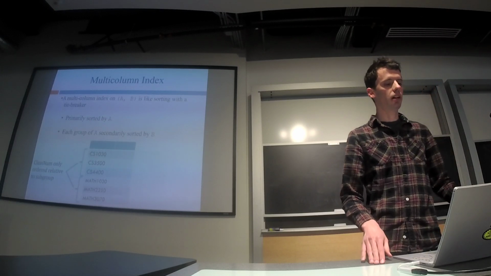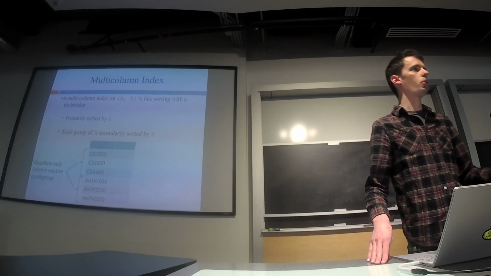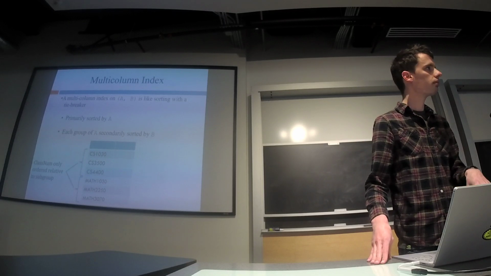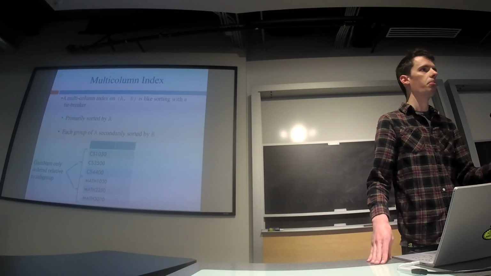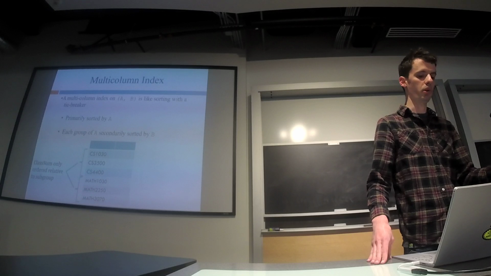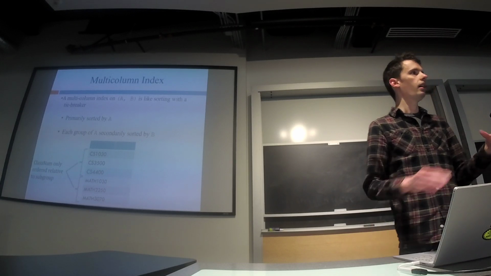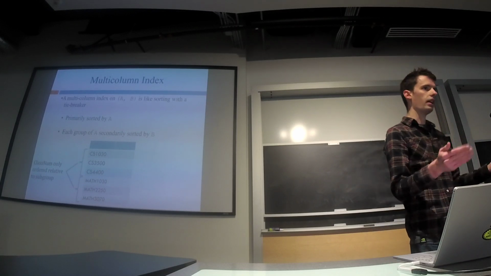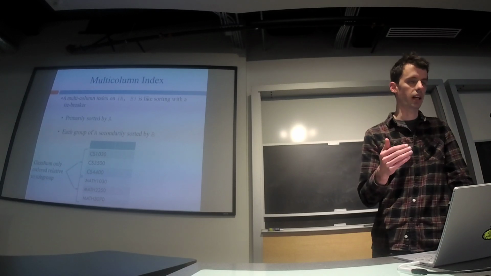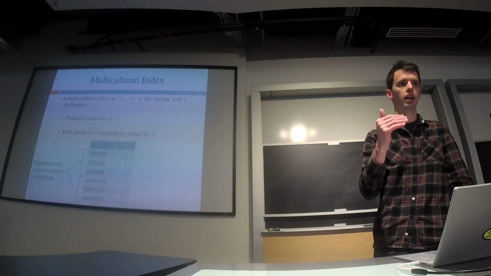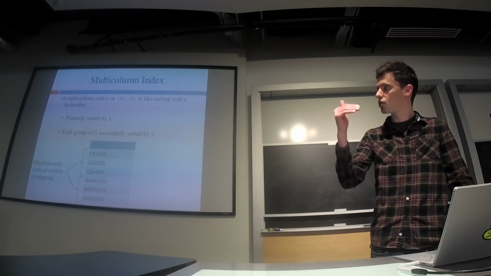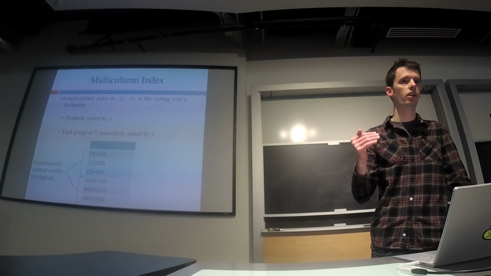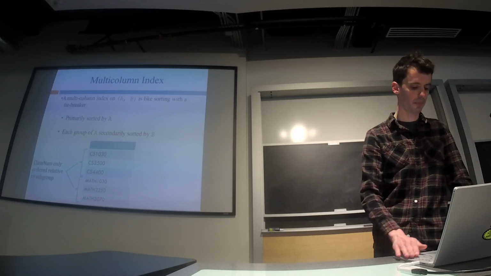Okay, so a multi-column index is basically sorting with a tiebreaker. You have the primary comparator, which would be like A, and then anytime there's a tie, you use the secondary comparator, and you get these clusters sorted primarily by A, and then each cluster is sorted by B.